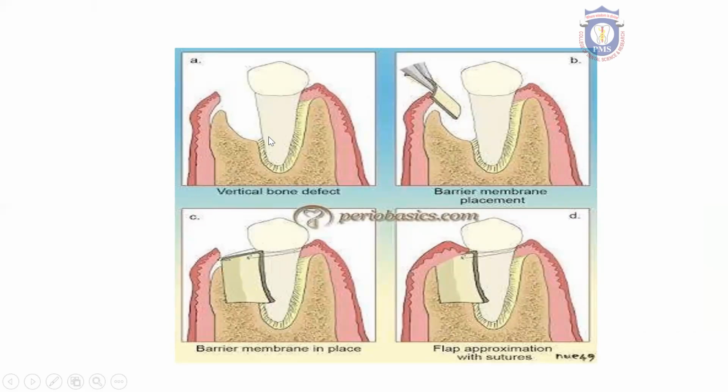So this is a vertical bone defect. GTR or a barrier membrane is placed between the epithelial cells and the defect. It prevents the migration of the epithelial cells and the connective tissue cells into the defect area while allowing the periodontal ligament cells to thrive and repopulate in the defect. Then it is placed in position with a sling suture and the flap is repositioned coronally to its original position and it is sutured.